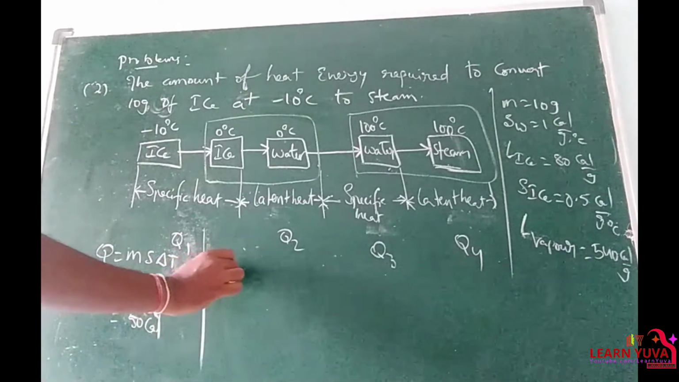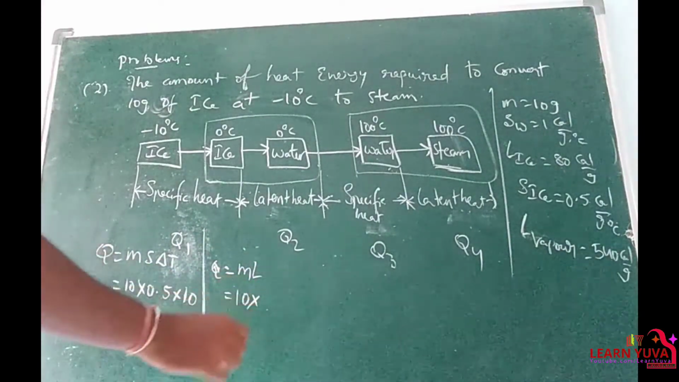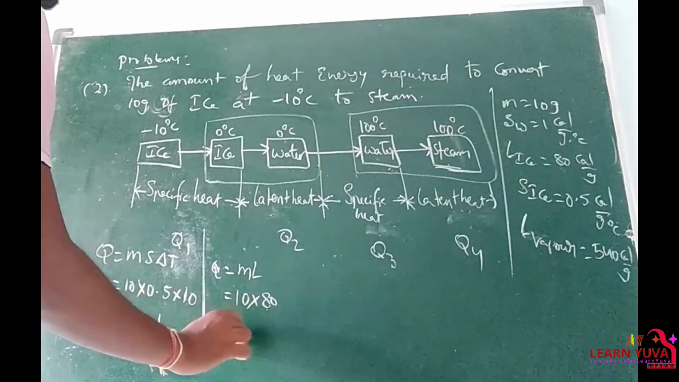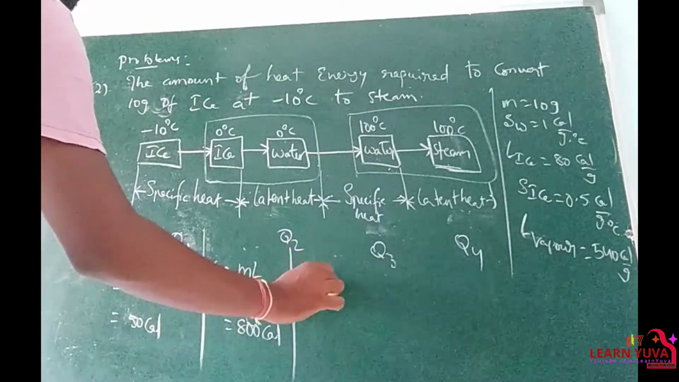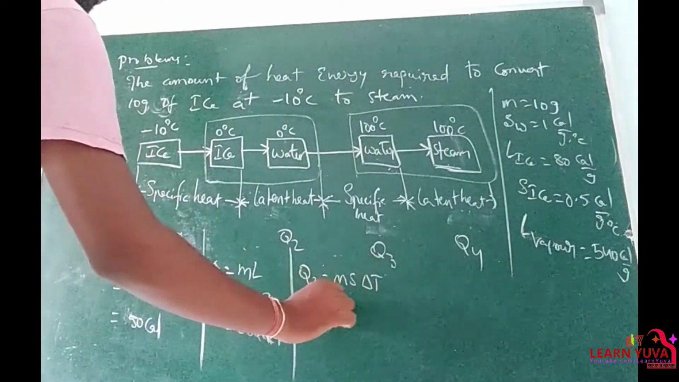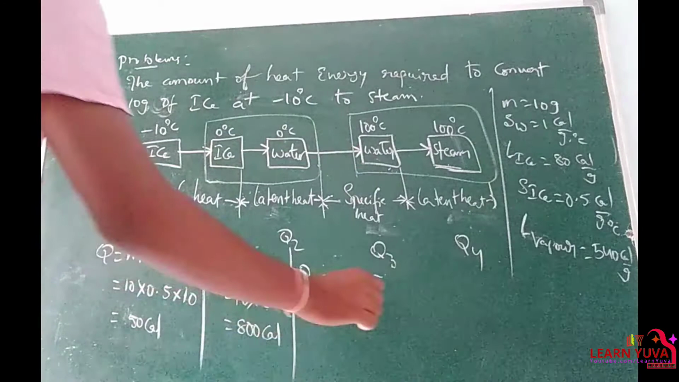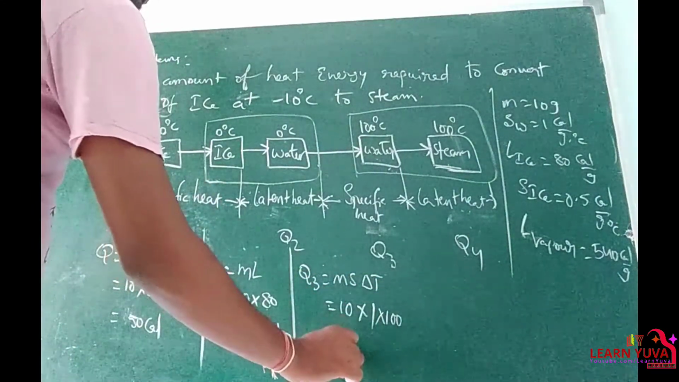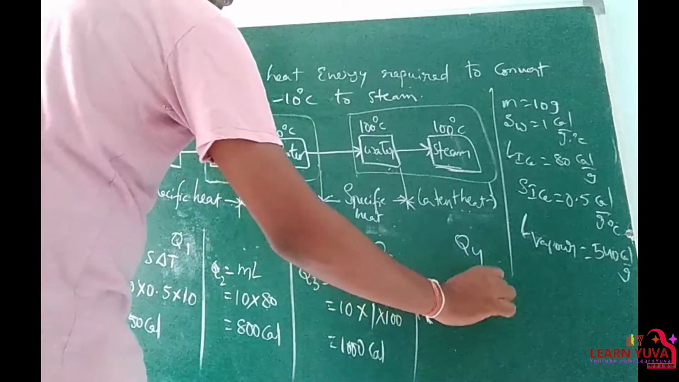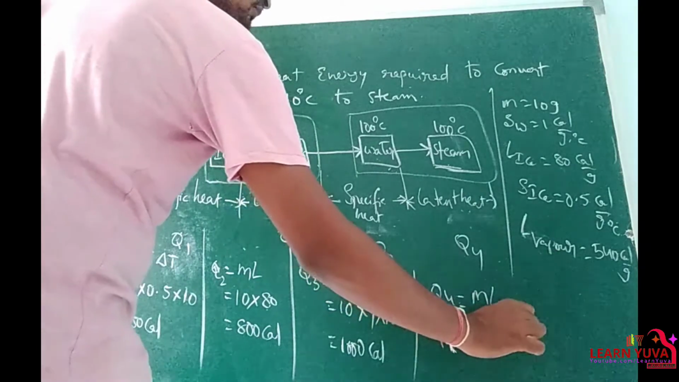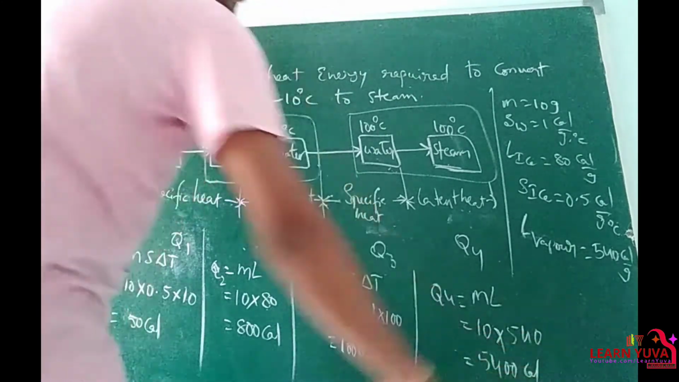Q2 is equal to ml, mass 10, latent heat of ice 80, that is equal to 800 calories. Q3 is equal to ms delta T, mass 10, s value is 1 because of specific heat capacity of water. Delta T is 100 minus 0, that is 100, that is equal to 1000 calories. Q4 is equal to ml, mass 10, latent heat is 540, that is equal to 5400 calories.